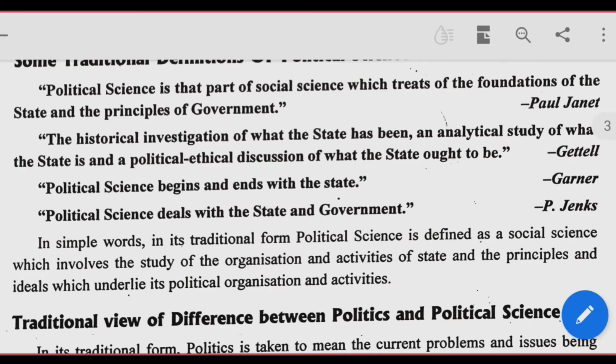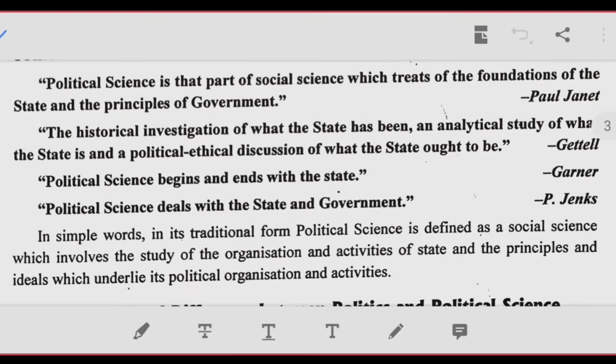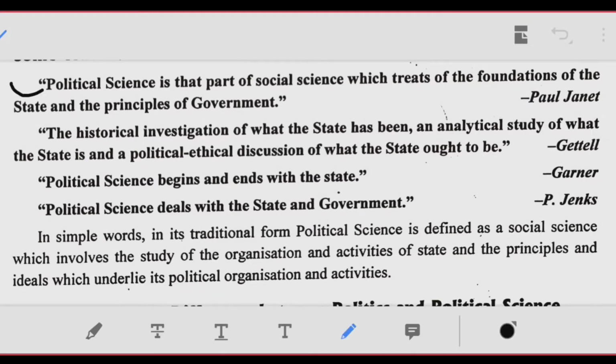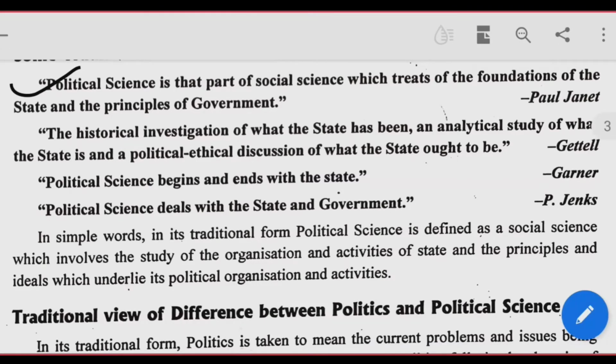Like for example, you want to write about Paul Janet. So according to Paul Janet, political science is that part of social science which treats of the foundation of the state and the principles of the government. Isn't it? Number one, did you see? Political science is that part of the social science which treats of the foundation of the state and the principles of the government. Is it clear? Now, next one you can see here.